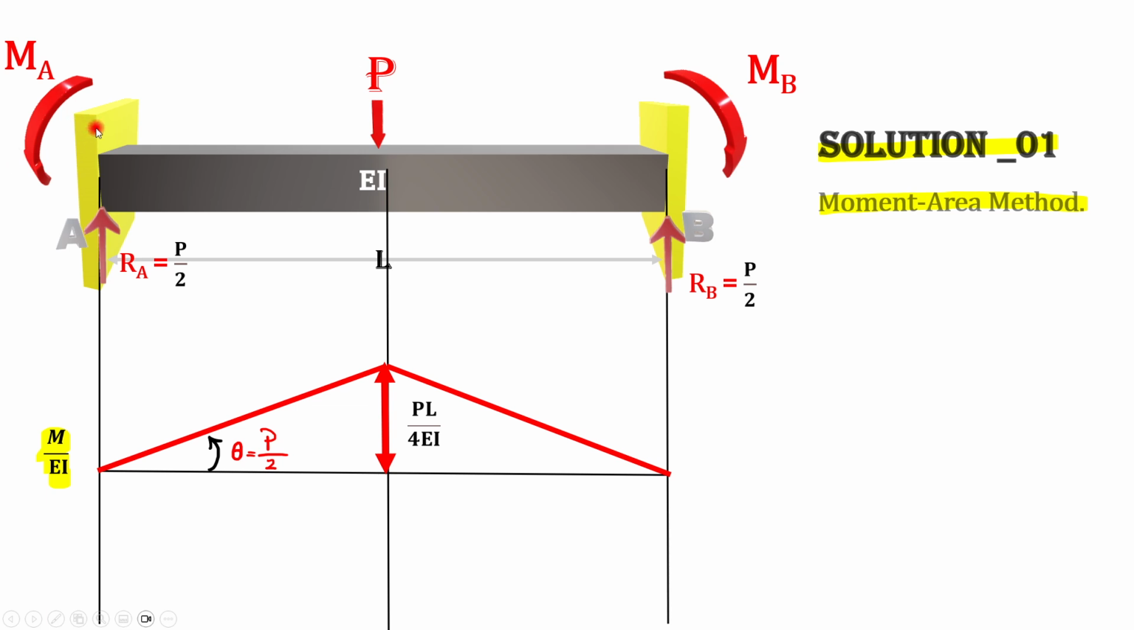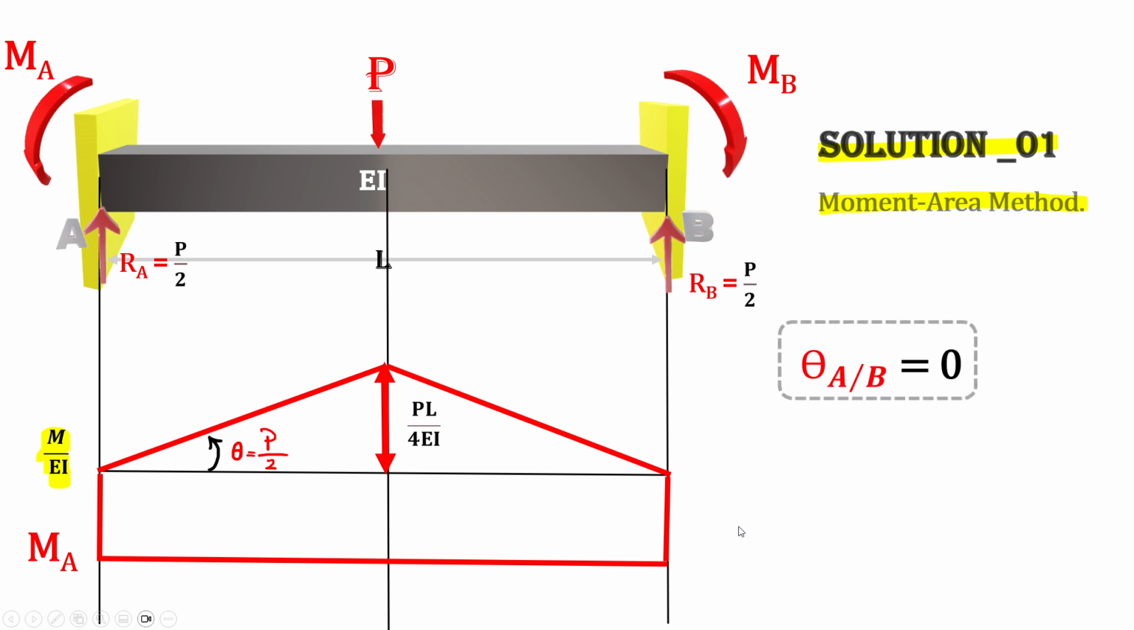And the other half just gives us a downward moment of MA, and it moves all the way to B. The key to solving such a problem is that theta A with respect to B is equal to 0.